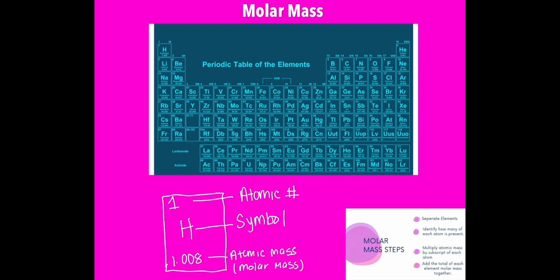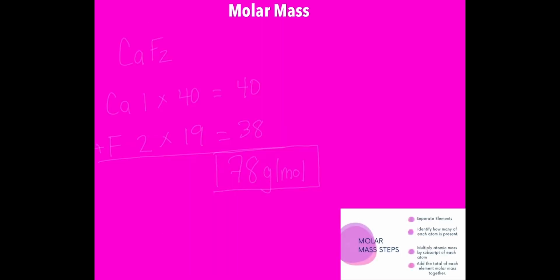This is going to be the key number in helping us identify our molar mass as we go over our examples today. I just wanted to show you that when you're looking at your periodic table, you're able to identify where to look for your atomic mass. Okay, so let's get right into it.